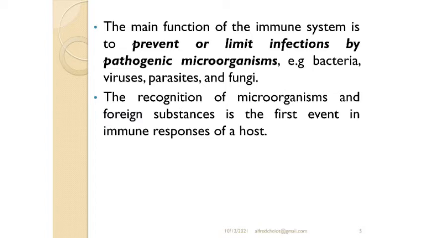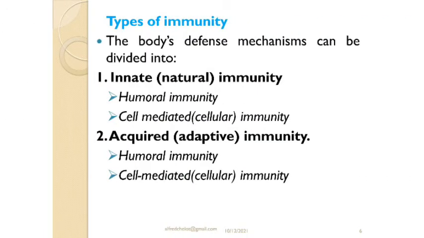It is important for you to also understand that the recognition of microorganisms and foreign substances is the first event in the immune response of a host. Next we shall discuss the types of immunity, and like I pointed out in our outline, we have two types of immunity: the innate immunity and the acquired, which is also referred to as adaptive immunity. Both innate and adaptive immunity have two components, that is the humoral immunity and the cell-mediated immunity.